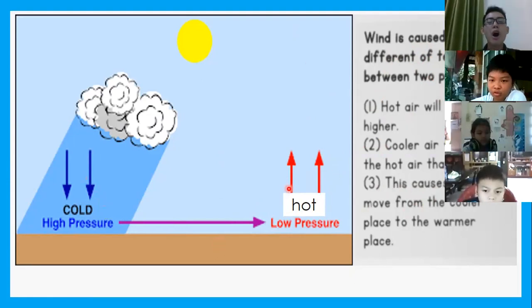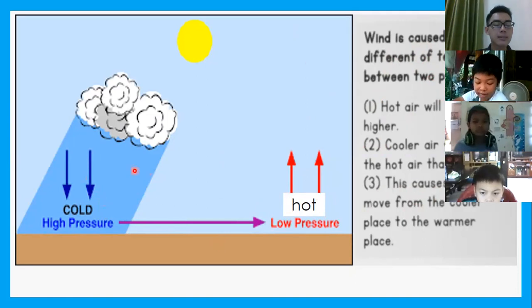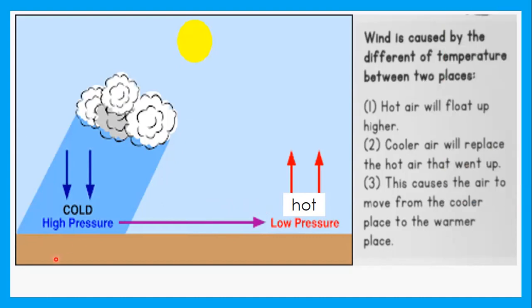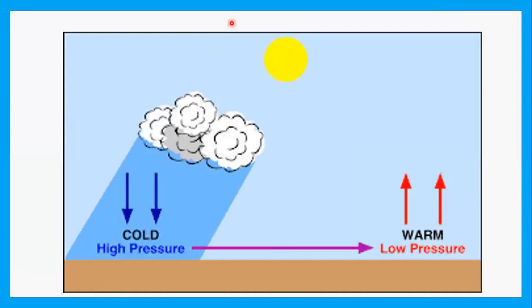Again, the hot weather moves up. The hot air moves up, and the cold air sometimes moves in order to replace the hot weather that went up. Everybody, let's take a look at this process again. The warm weather with low pressure is moving up, and the cold air with higher pressure is replacing the warm weather, and that is the origin of the wind.